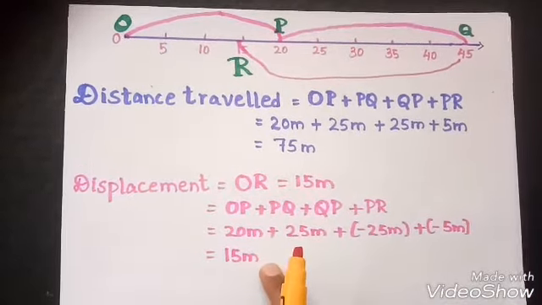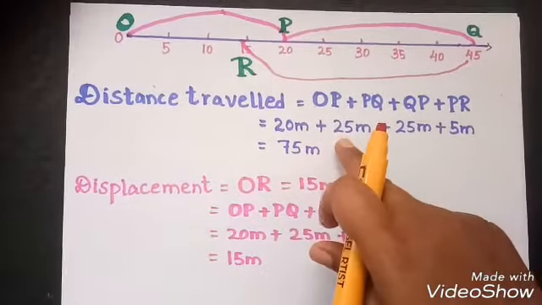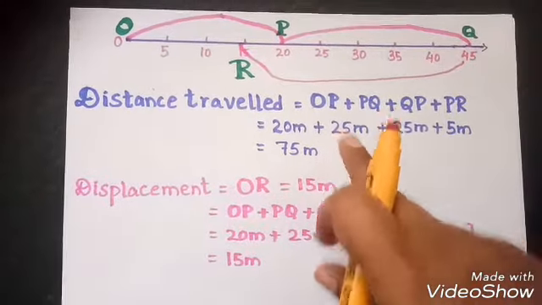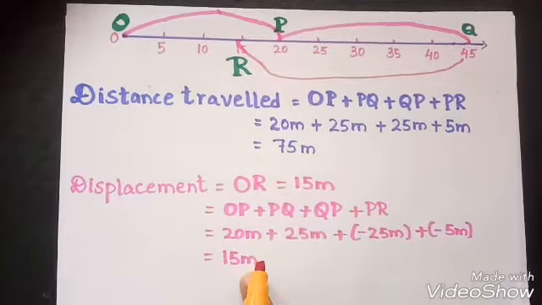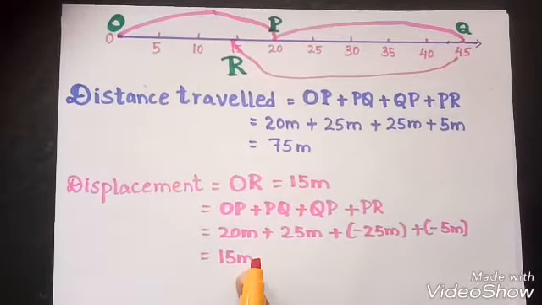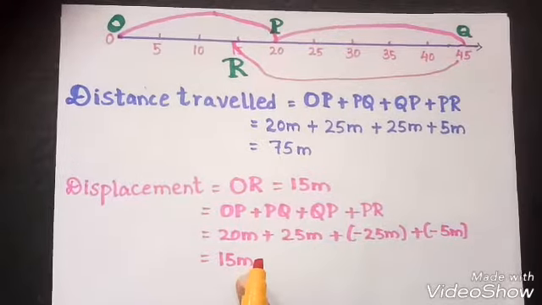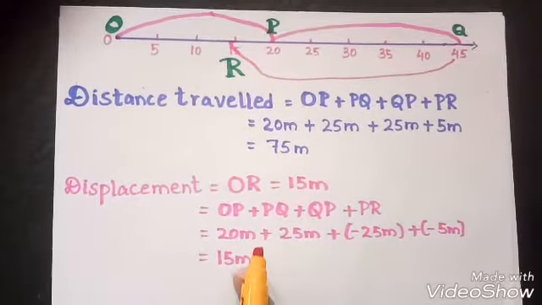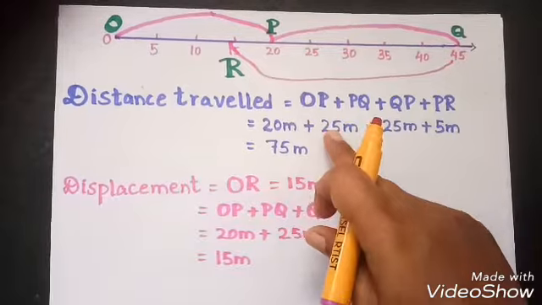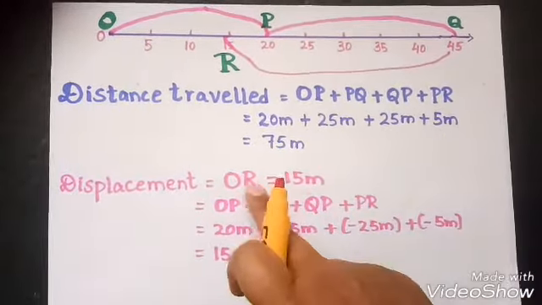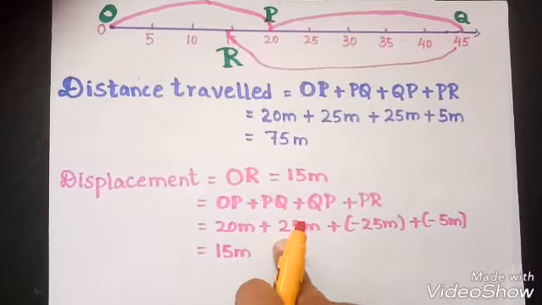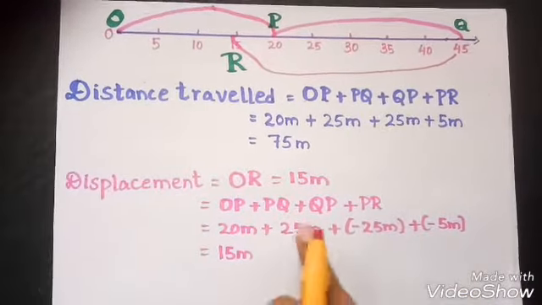In this example also you can observe, children, distance traveled is 75 meters whereas displacement is 15 meters. So this also shows that distance is the longest path and displacement is the shortest path. And here one more thing you can observe, distance traveled is always positive whereas displacement can be positive, negative or it can be zero.